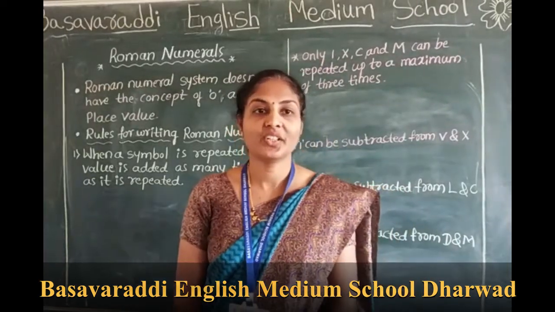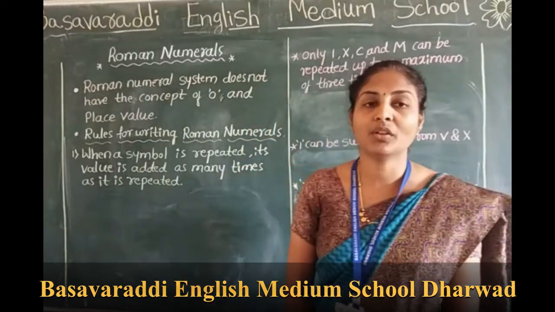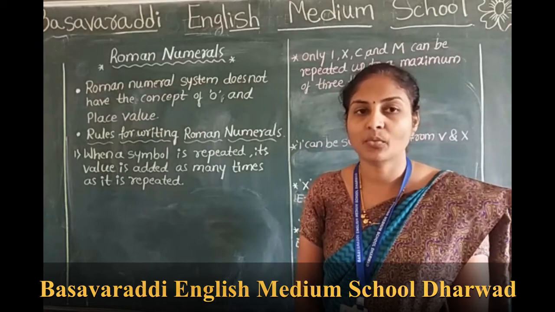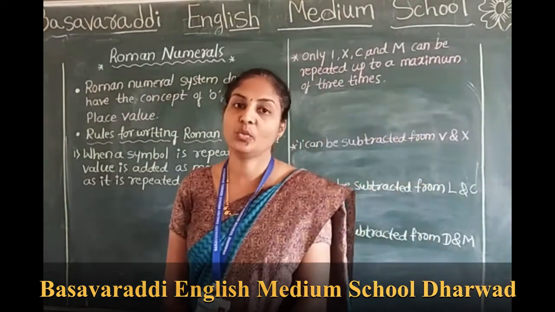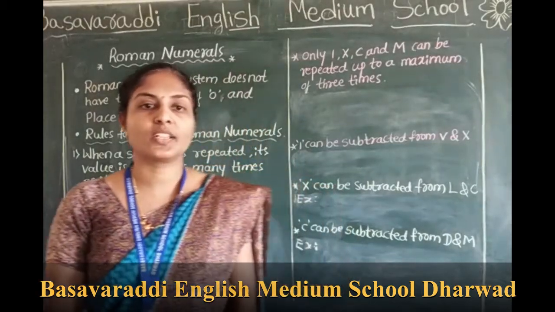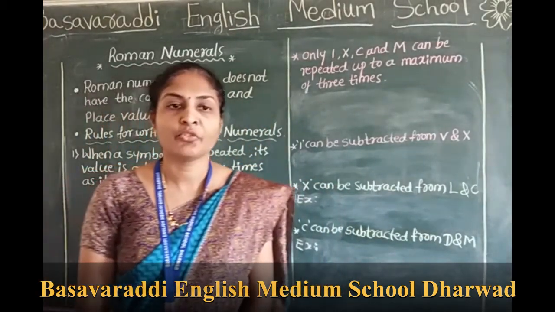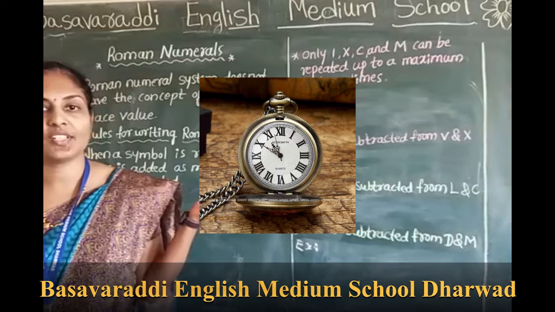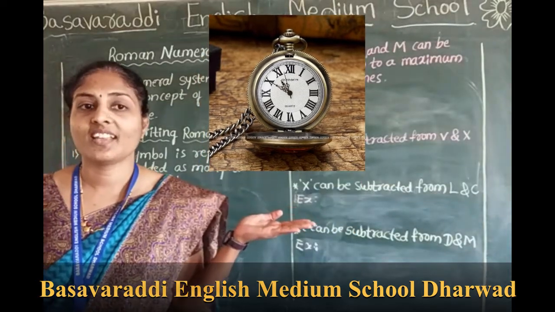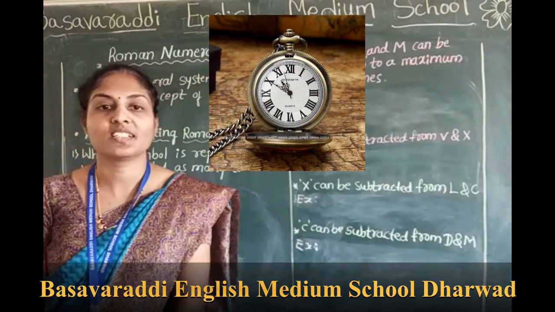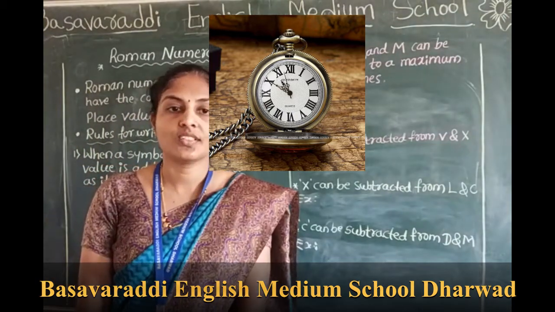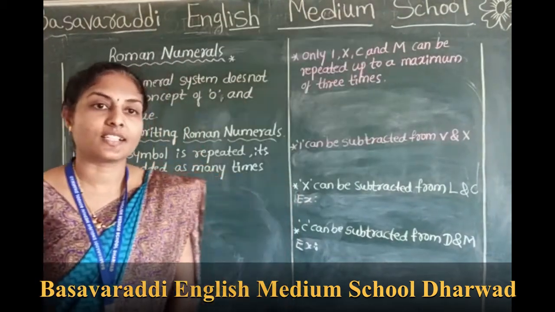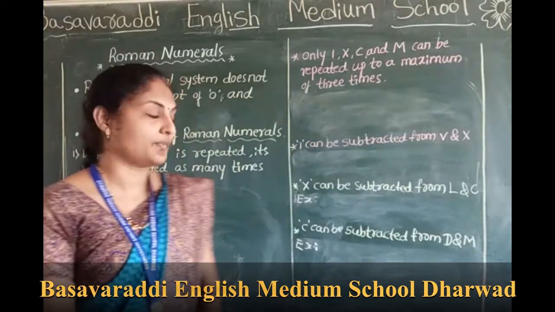Mathematics subject. Today we are going to learn about Roman numbers. What are the Roman numbers? The Roman numeral system is the numeral system that was used in ancient Rome. Have you ever seen pictures like these? Yes, we see Roman numerals being used in some analog clocks and watches. Okay, let us discuss Roman numerals.